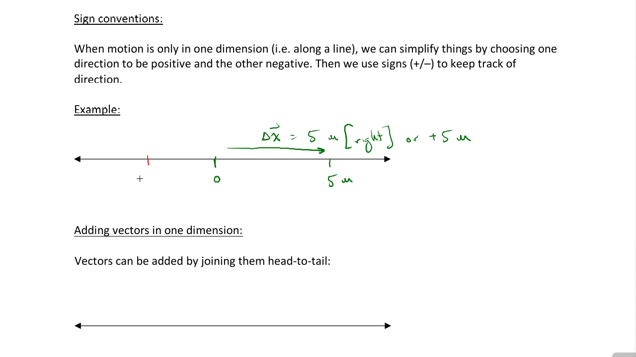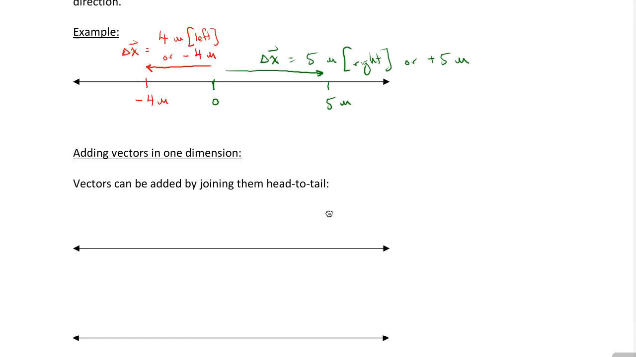Similarly, if this is 4 to the left, then starting here and going to that position might be written as 4 meters left, or you might just see it written as negative 4 meters. Okay, so that can simplify things a little bit.